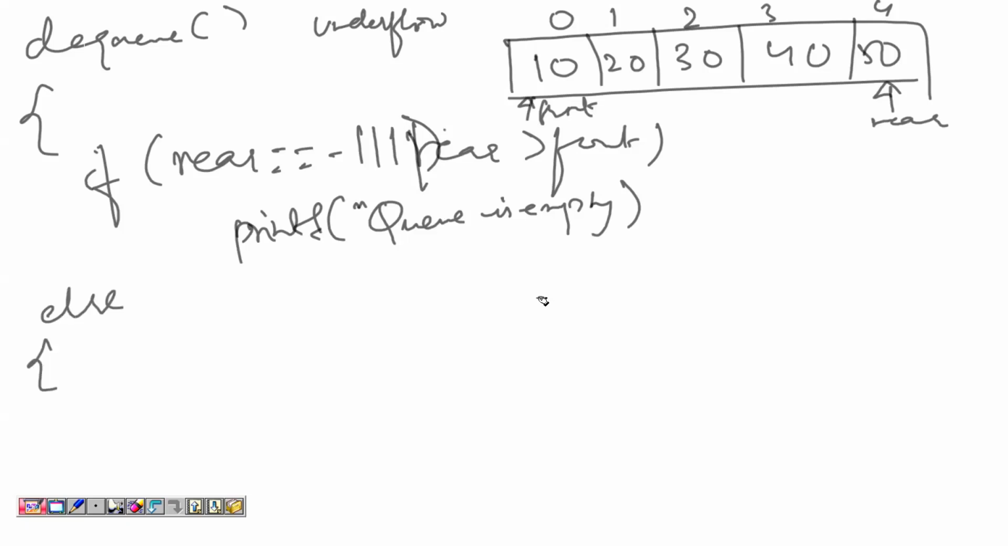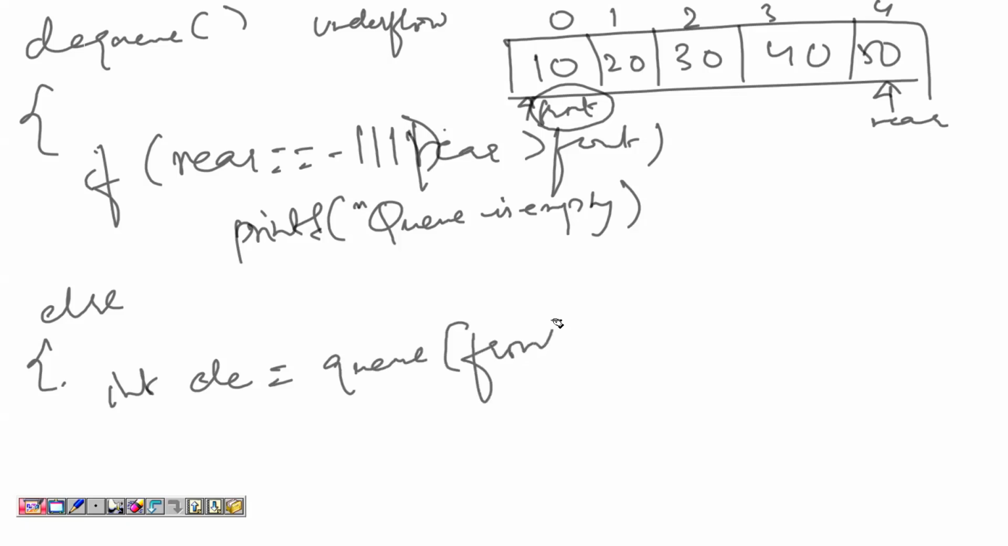So here what you will do, what did I say, in the queue the deletions are done at the front end, right? So here you will take this element and store it in some int ELE equals q of front. Once you have deleted, the front should be pointing to the next location. That's why you will write front plus plus.